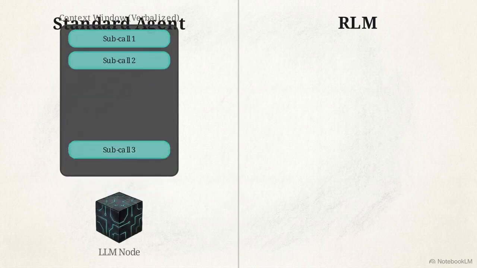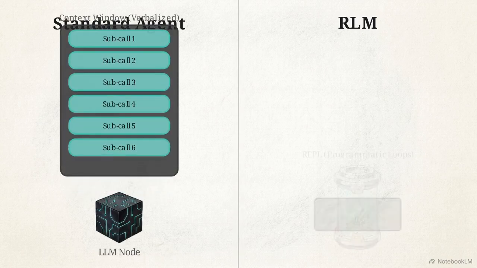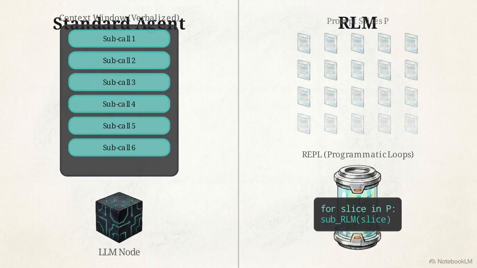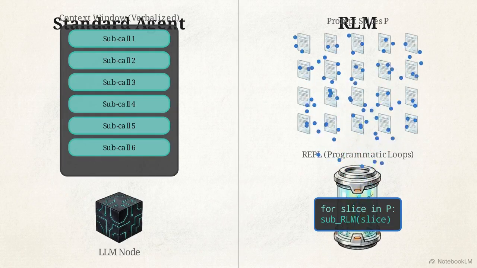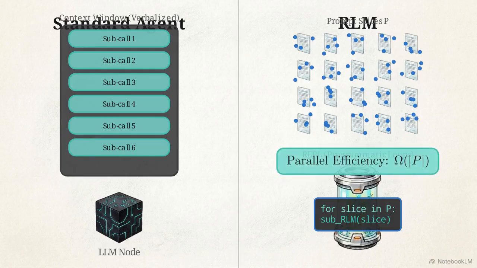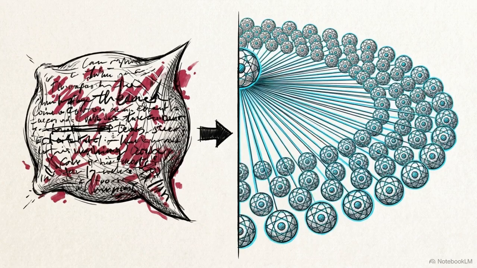Finally, standard agents rely on verbalized sub-calls, narrating each delegation one at a time. The third RLM design choice enables symbolic recursion. The REPL executes programmatic loops that can spawn thousands of parallel sub-calls over slices of the prompt. Standard agents are bounded by how many delegations they can describe before the context window fills. RLMs move that limit to the execution logic itself.